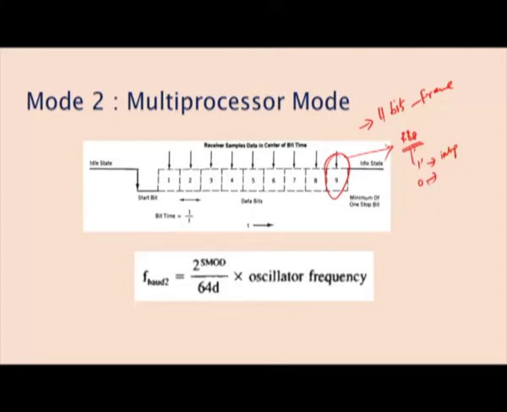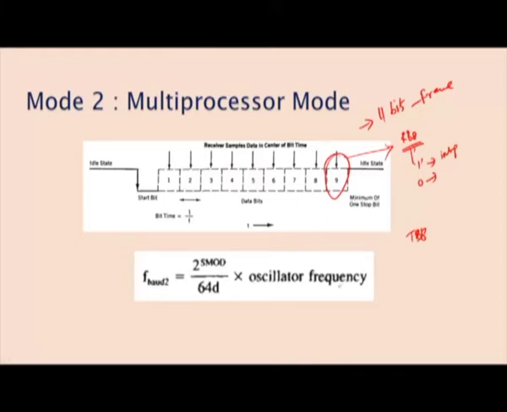So, based on that, during the transmission the TB8 value will be loaded as the 9th bit. During the receiving, the 9th bit will be loaded into RB8. Okay. Additionally, we are using the start and stop bits.